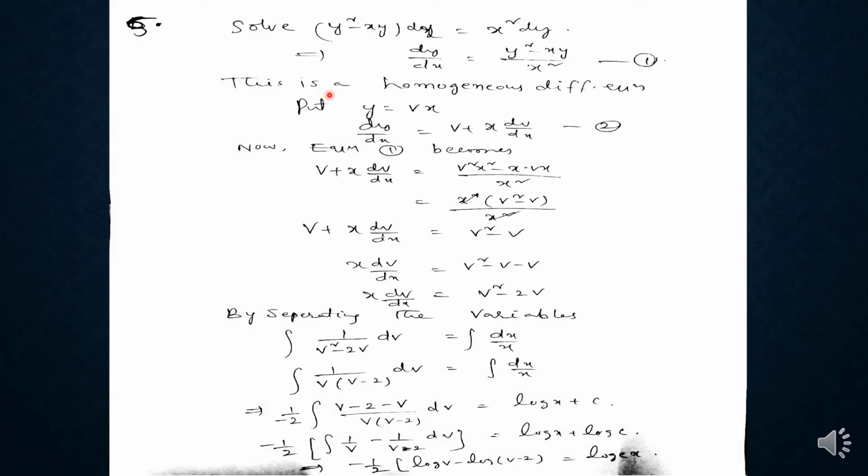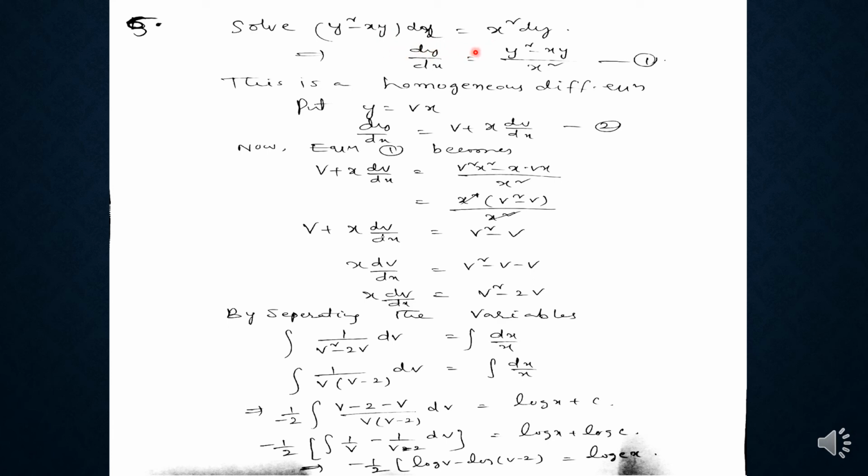Solve (y² − xy) dx = x² dy. Check whether it is in variable separable form. Is it possible in the variable separable method? So we cannot solve this in the variable separable method.